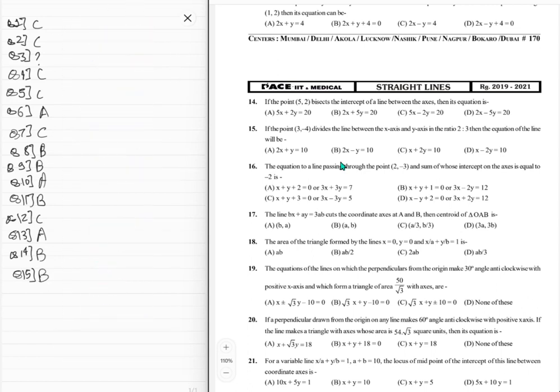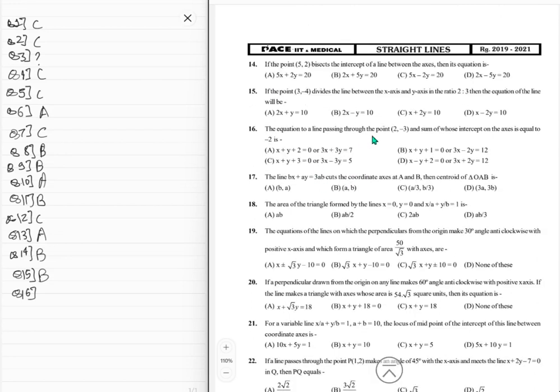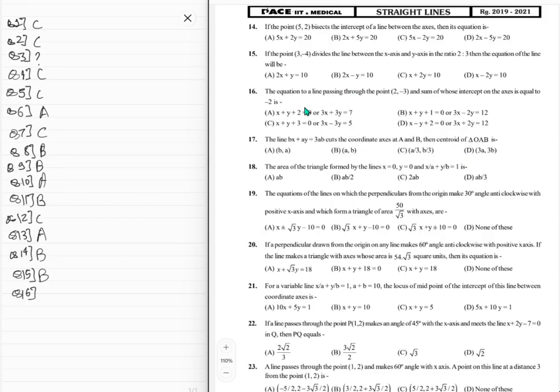All right, next question. Question number 16. The equation to a line passing through this point, and the sum of whose intercepts on both the axes is equal to -2. So 2 upon a minus 3 upon b equal to 1, and then a plus b is -2. So you can say b is -2 minus a. Putting that into this equation, we get 2 upon a plus 3 upon 2 plus a equal to 1.